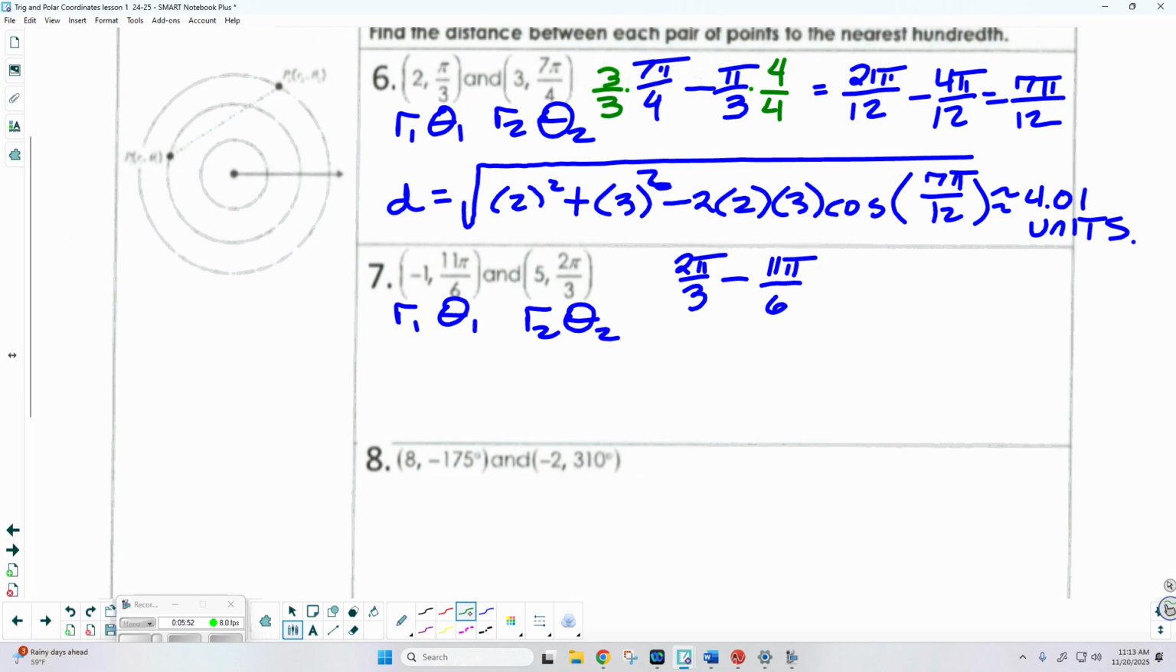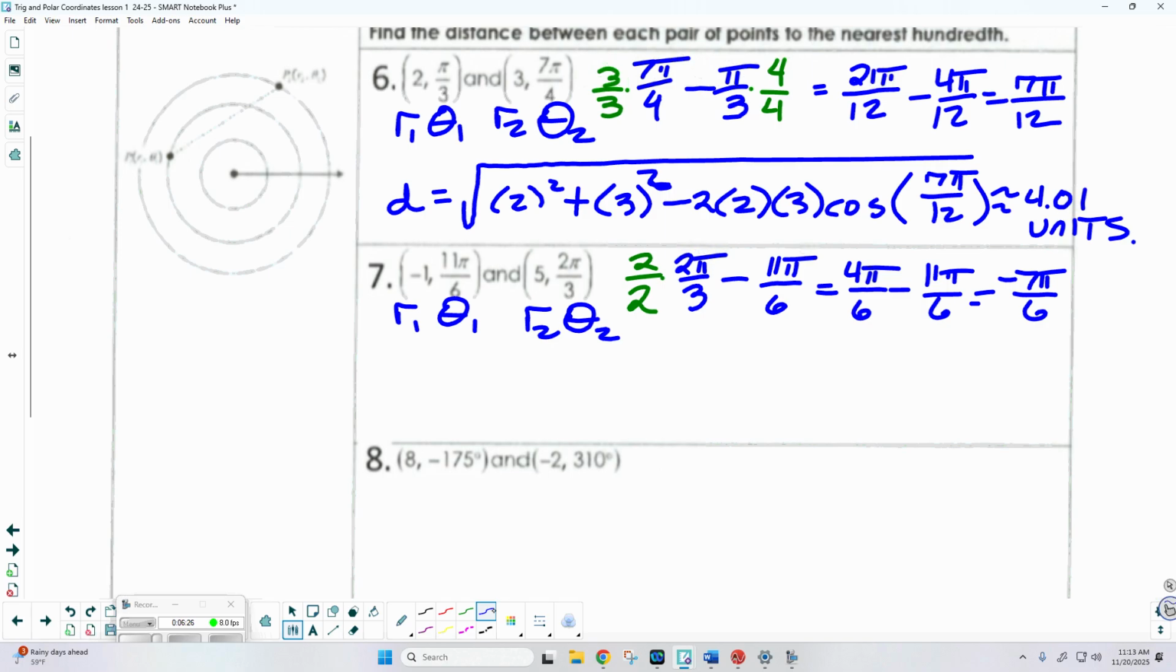So the common denominator here is going to be 6. So I'll multiply this by 2 over 2, which gives me 4 pi over 6 minus 11 pi over 6. So it looks like my difference is what? Negative 7 pi over 6. Now this brings up a good point. Even if you switch the ordered pairs, like we did on number 6, we would have gotten a negative difference there. But when you plug it into the formula, it doesn't matter whether your difference is positive or negative.